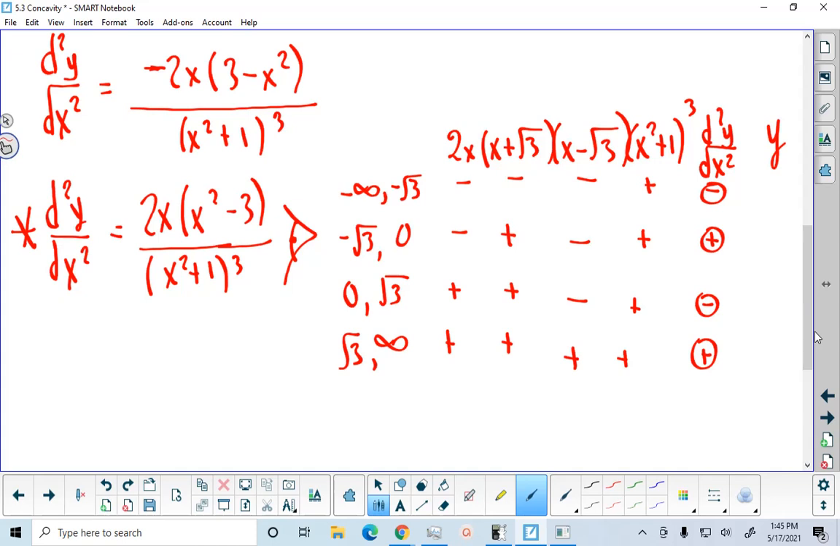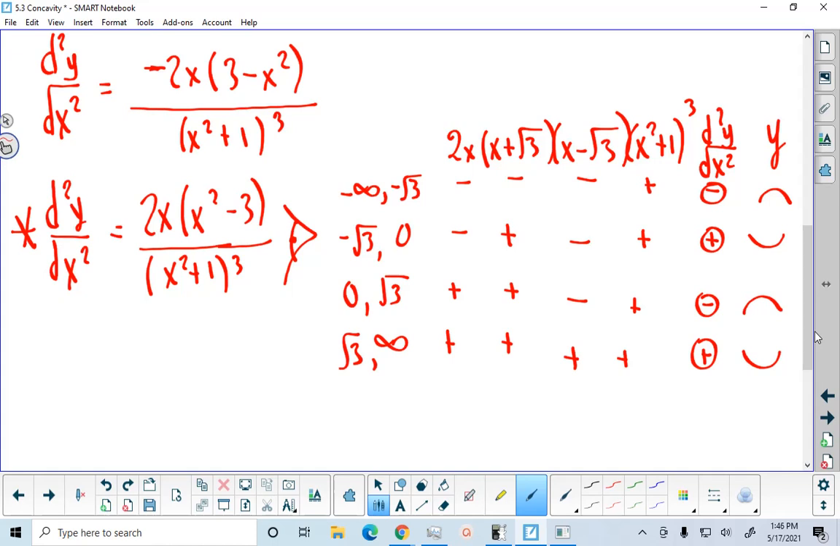Okay. So what does that tell us? If this were a first derivative chart, please don't write this down. If this were a first derivative chart, you'd be doing this. But it's not a first derivative chart. It's a second derivative chart. What is y, which is the graph, doing when the second derivative is negative? It looks like this. And when the second derivative is positive, it's concave up. And when it's negative, it's concave down. And when it's positive, it's concave up.